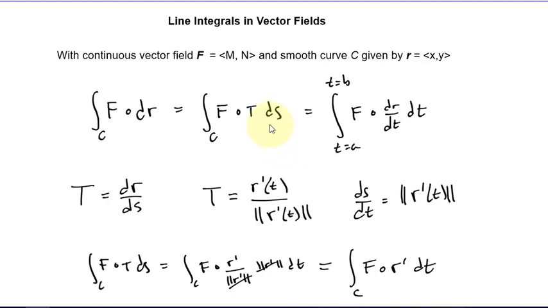One way to make some sense of how you actually compute something like this is to go back and look at what this big T is, by which I mean the unit tangent vector.